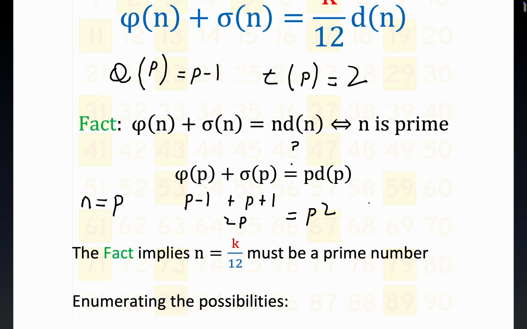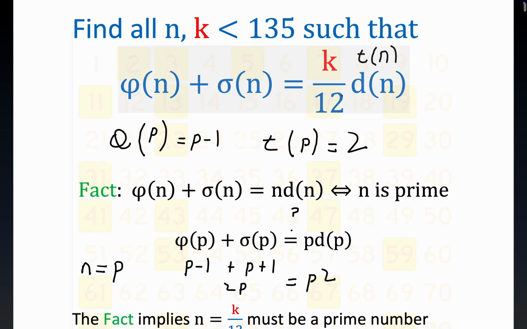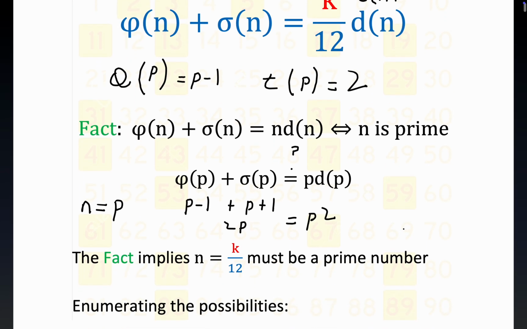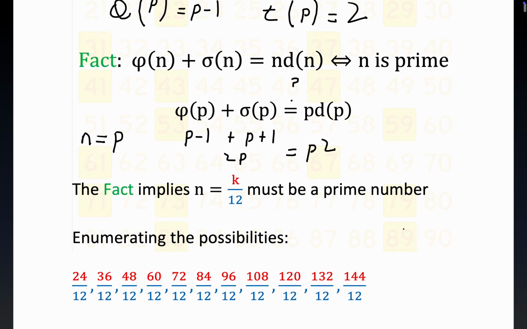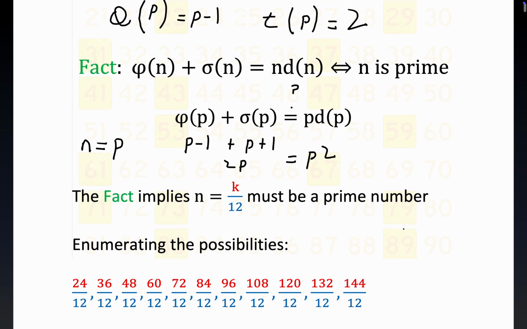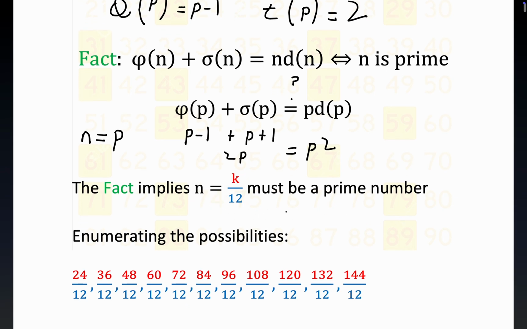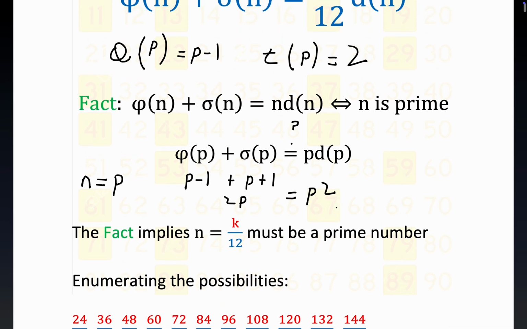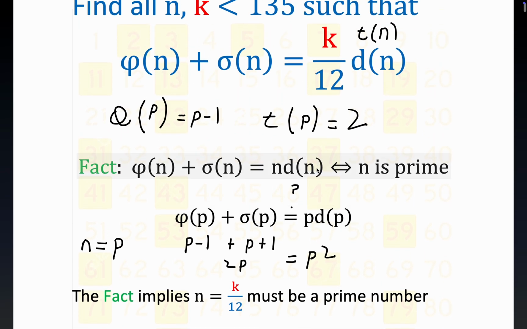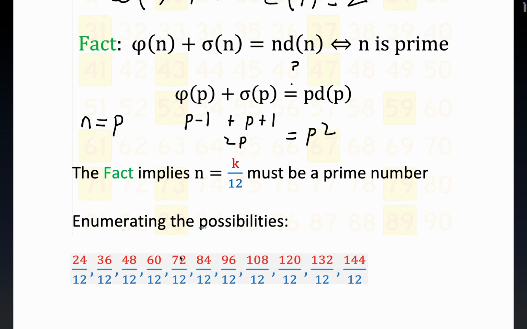Technically, n equals k over 12. You're just eyeballing the coefficient of d of n. k over 12 must equal n. Hopefully that's clear enough. But anyway, that means that n must be a prime number, based on this fact. This relationship is never going to hold unless n is a prime number. So here you go, you just list out all the possibilities. k over 12, not k, must be a prime number. k over 12 is n.